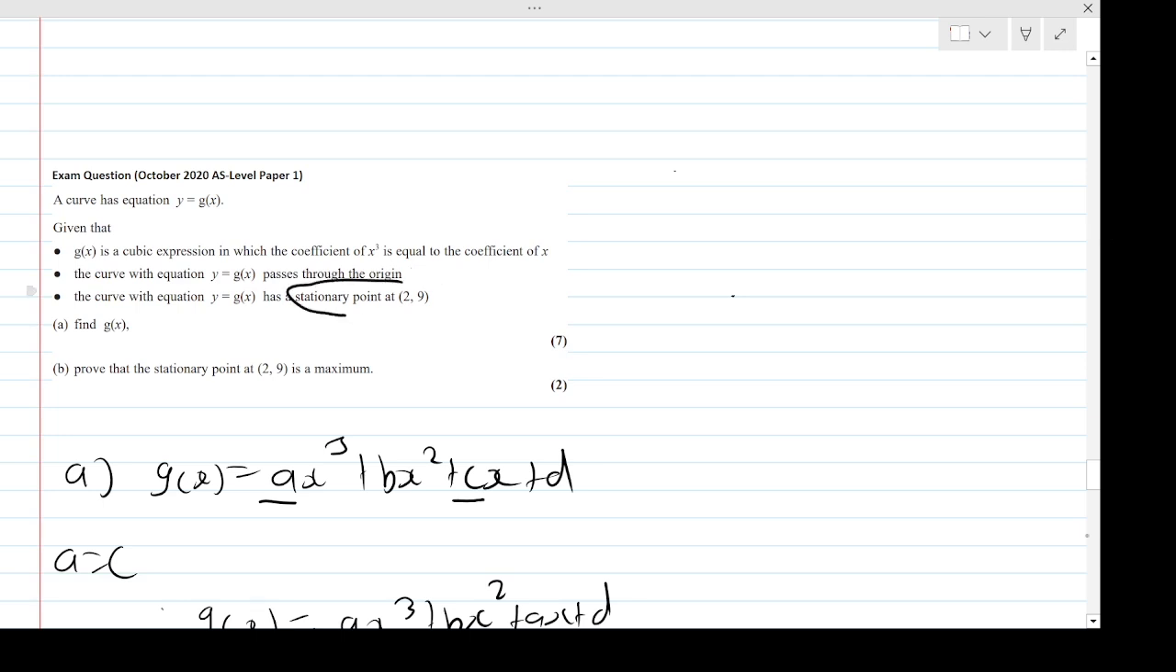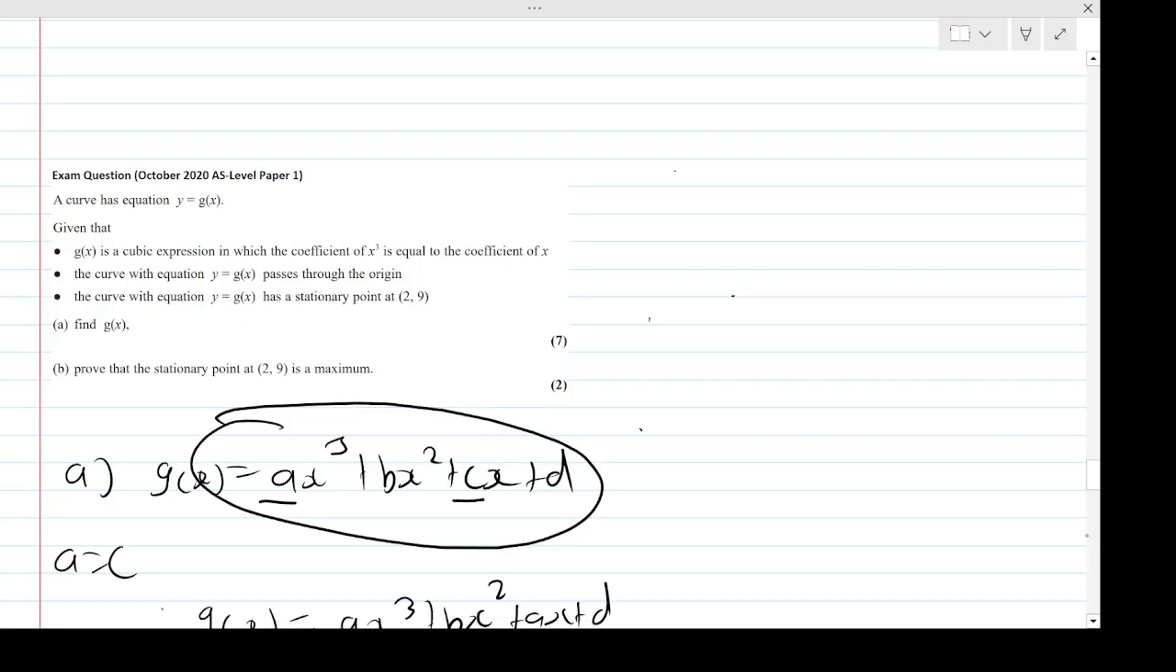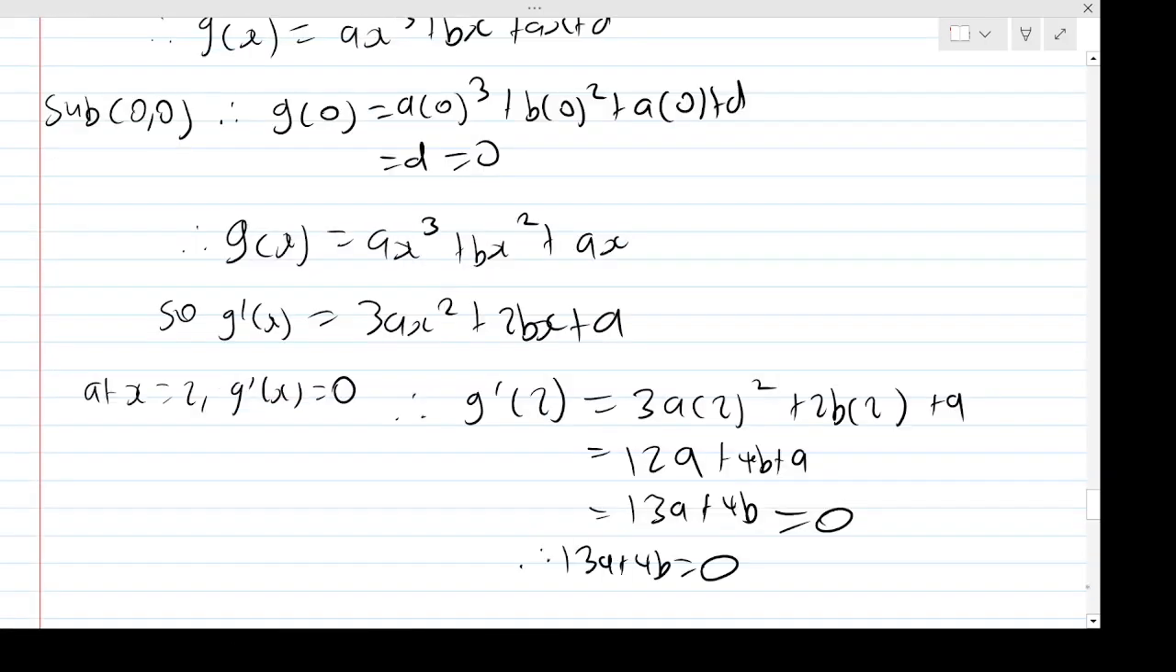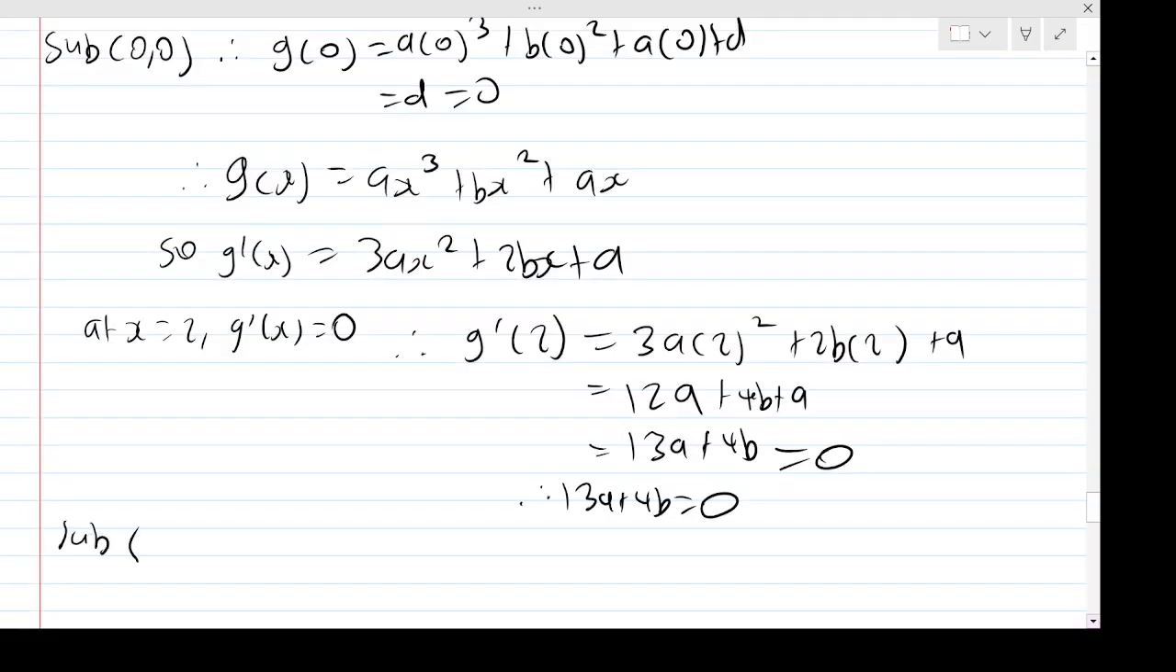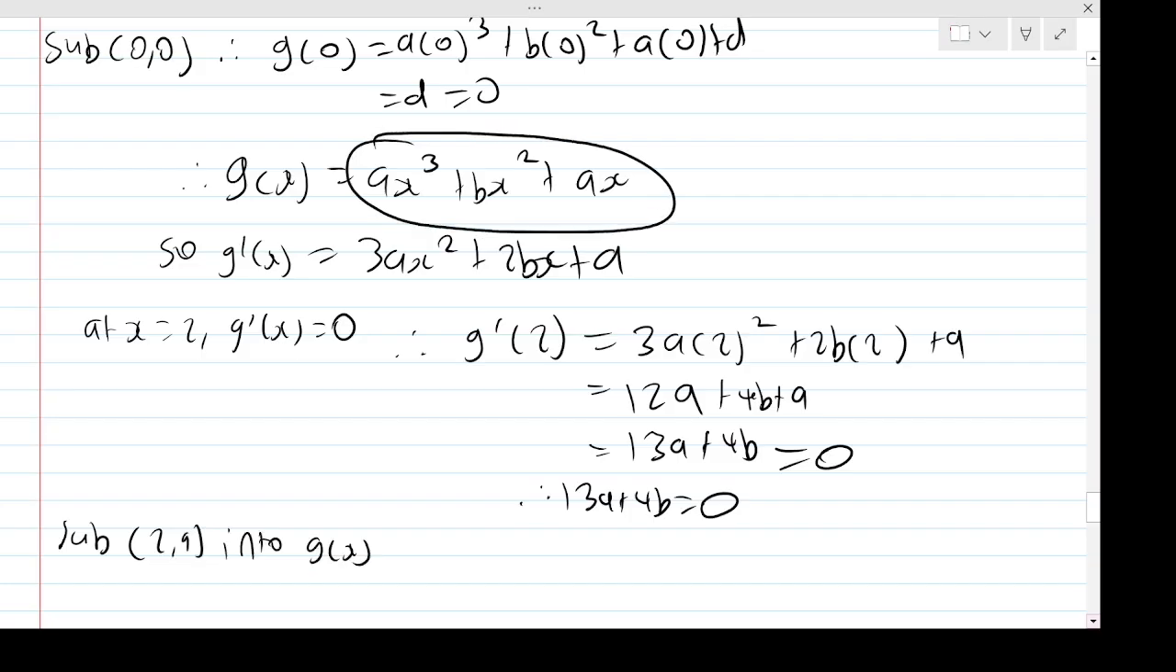Notice here has a stationary point at (2, 9). Not only is it a stationary point, more simply, (2, 9) is just a point. So that's a point I could substitute into my g of x, my curve. So if I sub (2, 9) into g of x, therefore g of 2 equals 9.